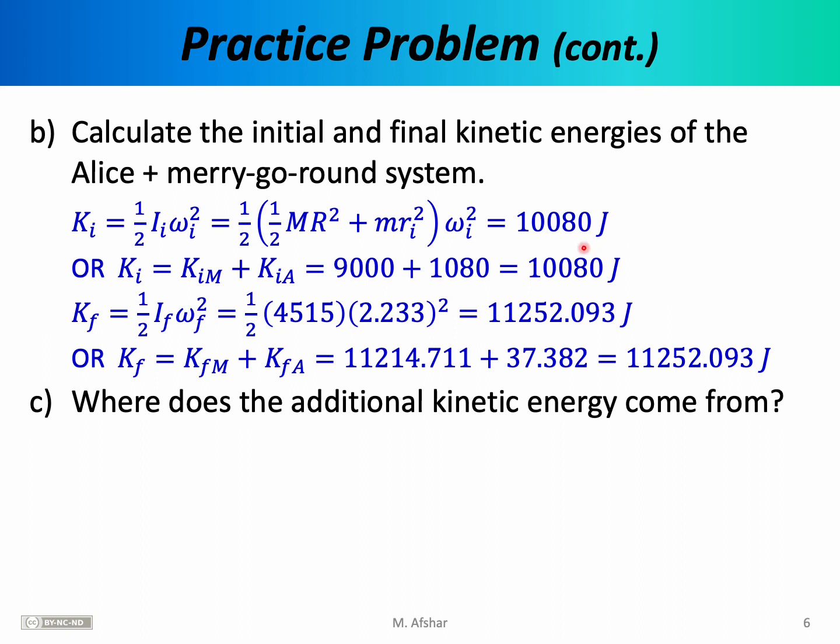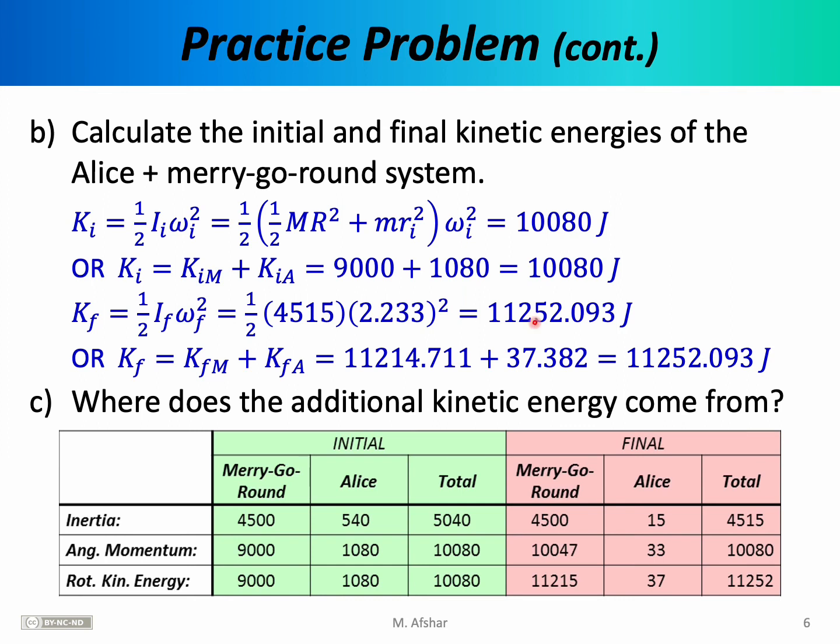So the simple answer is that the additional kinetic energy is simply coming from Alice. Alice is burning calories. She's converting the chemical energy that she has stored in her body or in her muscles to the rotational kinetic energy of the system. For a more detailed look, you can divide the initial kinetic energy and the final kinetic energy into components belonging to the merry-go-round and Alice, and then you could see how the angular momentum and the kinetic energies are divided and how they change. And that's the end of this lecture.